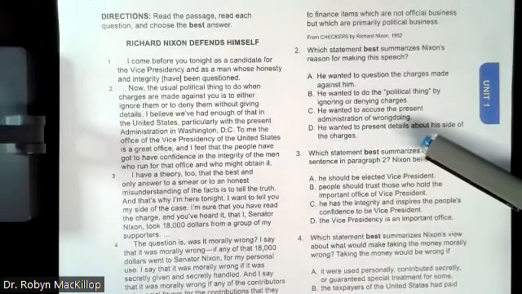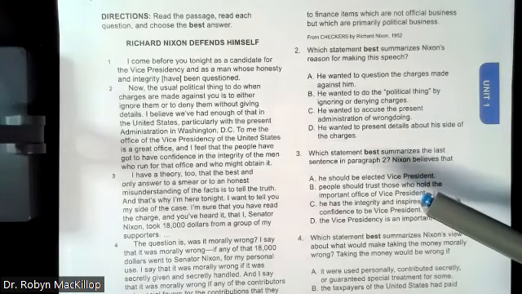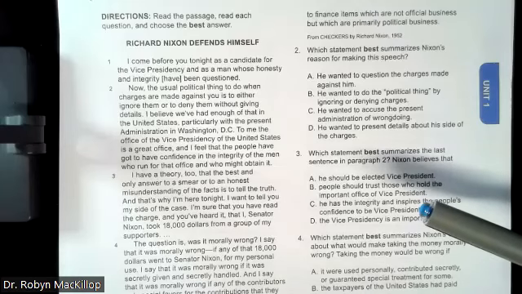What statement best summarizes Nixon's reasons for making the speech? Did he want to question the charges made against him? Did he want to do the political thing by ignoring or denying? Did he want to accuse the present administration of wrongdoing? Or did he want to present details about his side of the charges? Reason details.